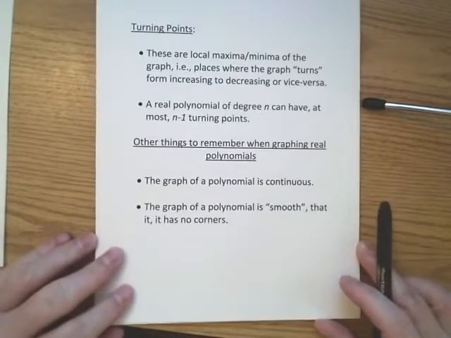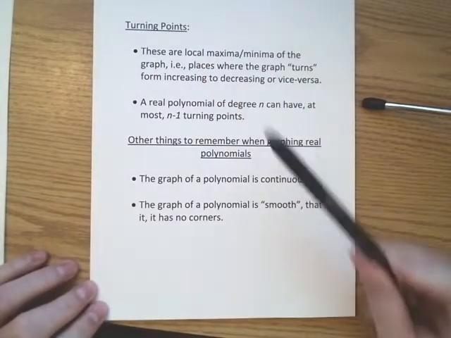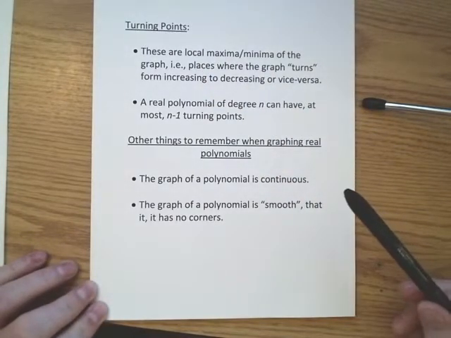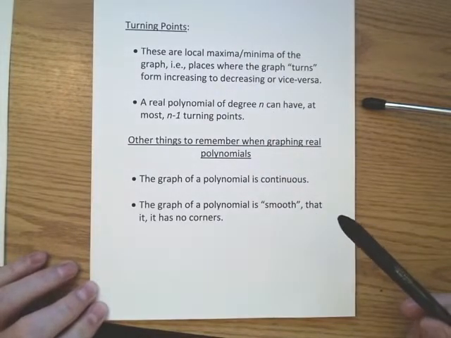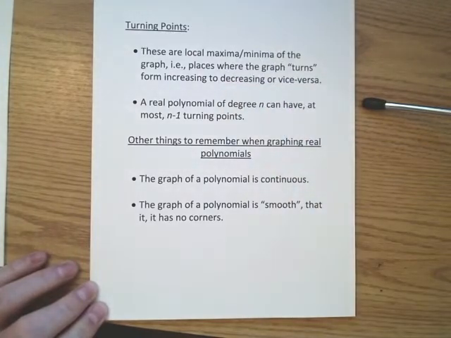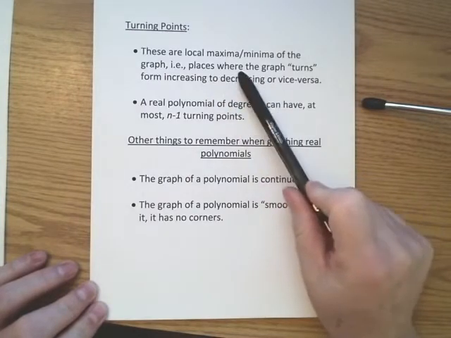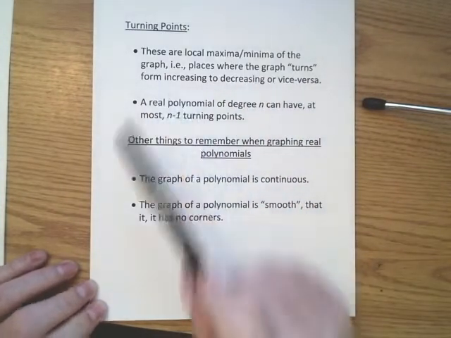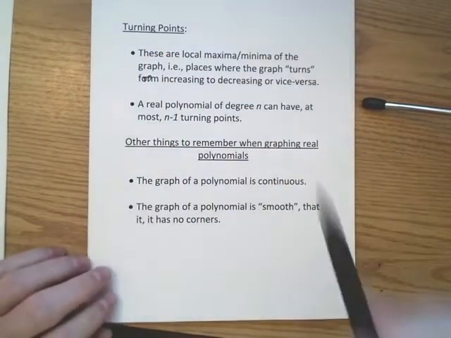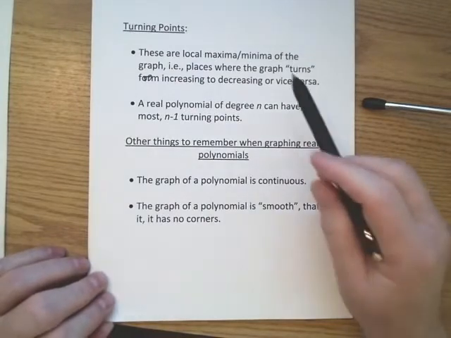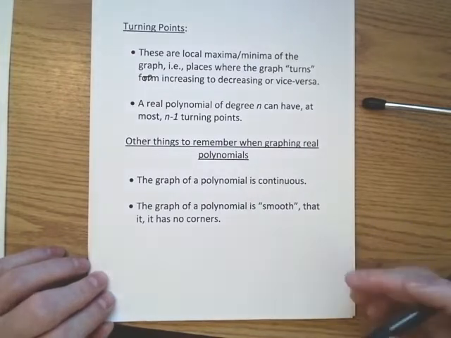Okay, turning points. You've actually seen this concept before. You remember local maxima, local minima. We also called those local extrema. Okay, in this context, people will often call them turning points of a graph. So those are the local maxima or minima, local extrema. These are places, this is where the language comes from, where the graph turns from increasing to decreasing or vice versa, okay? So where it turns from increasing to decreasing or decreasing to increasing, okay?